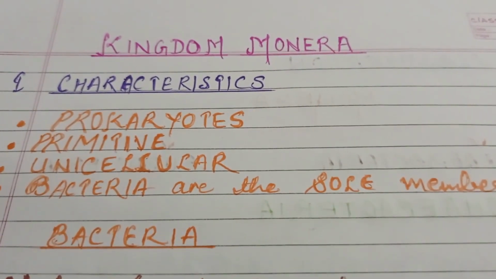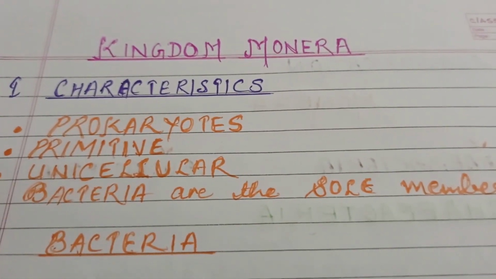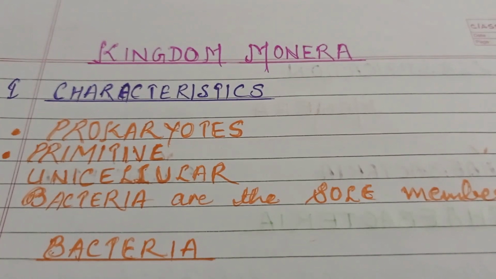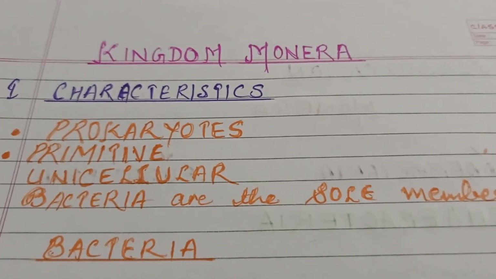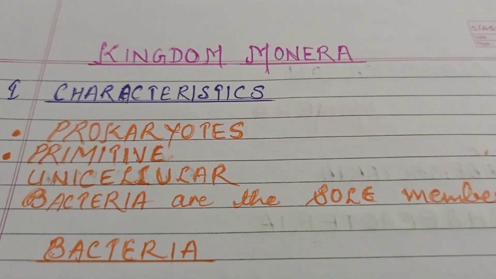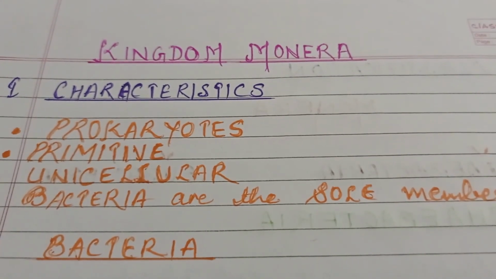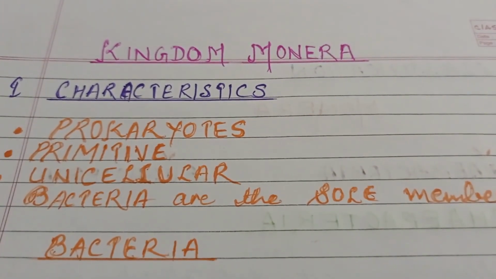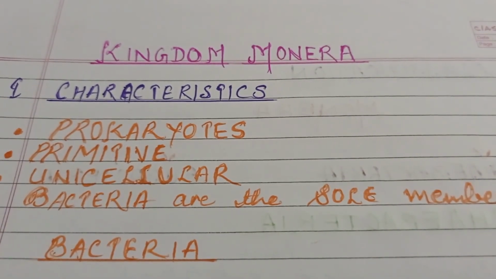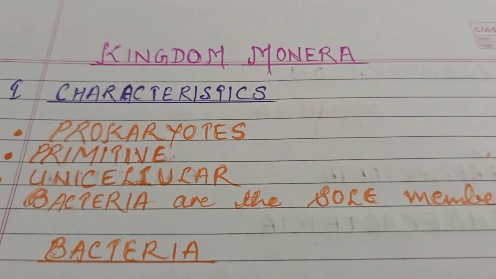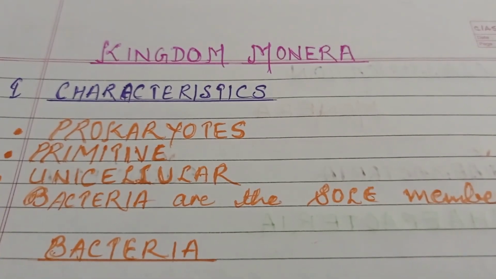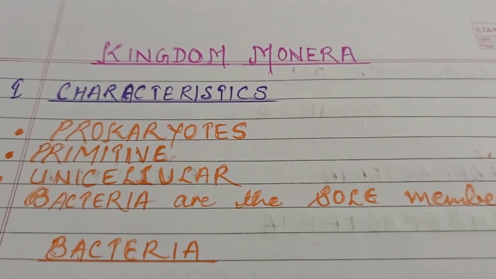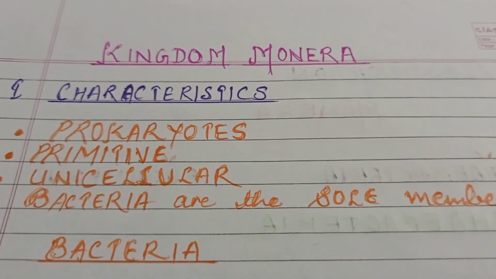You know the 5 kingdom classification. The first kingdom is Kingdom Monera. Now you have to study about each kingdom separately. We have to study their salient features. Salient features means characteristics, their salient features and classification. We have to study characteristics and classification of each and every kingdom. Now today we will start with Kingdom Monera.